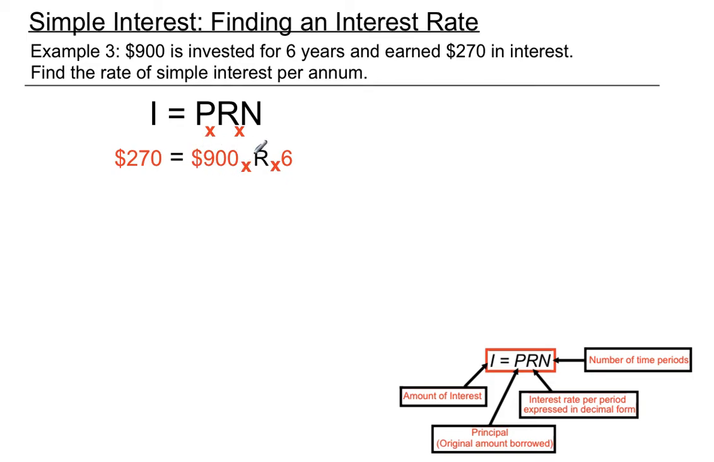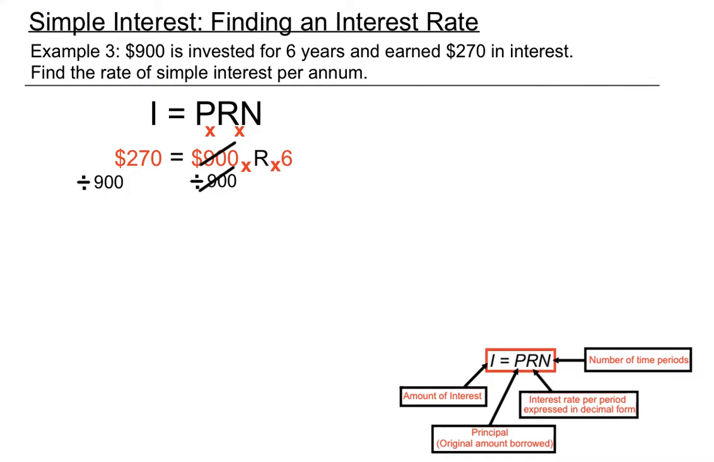So to get the R on its own, I'm going to move a 900 that's multiplying, and I'm going to do the opposite of that on both sides. I'm going to divide by 900 on the right hand side, and I'll have to divide by 900 on the left hand side. That will cancel out the 900 on the right hand side, because we have a 900 that's multiplying and a 900 that's dividing. That should cancel each other out. That's why we did it.